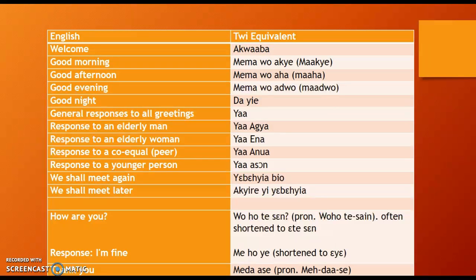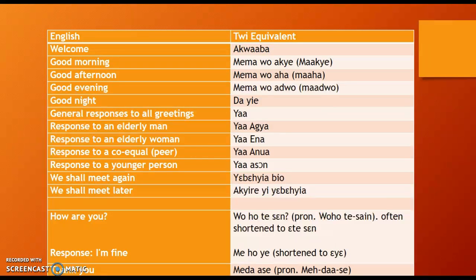Now I want you to try to say the response when a co-equal or your peer greets you, maybe in the afternoon. Maaha. You would say Yaa nua. You can actually ignore the first letter here and just say Yaa nua. The response when a younger person greets you is Yaa ba.